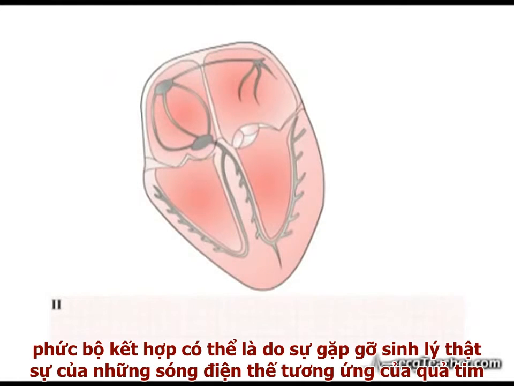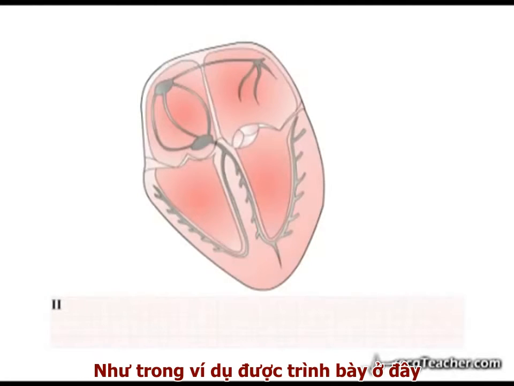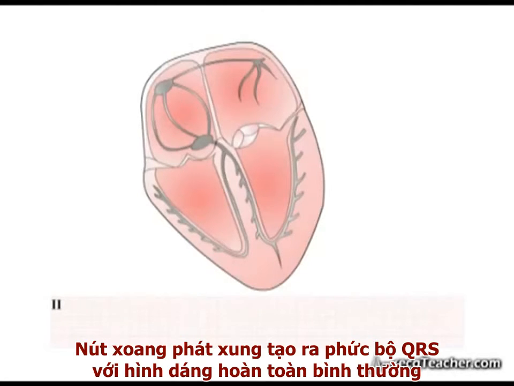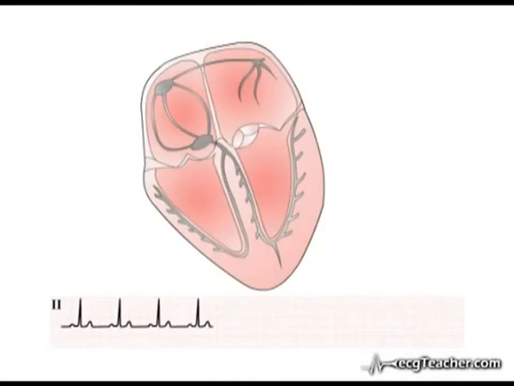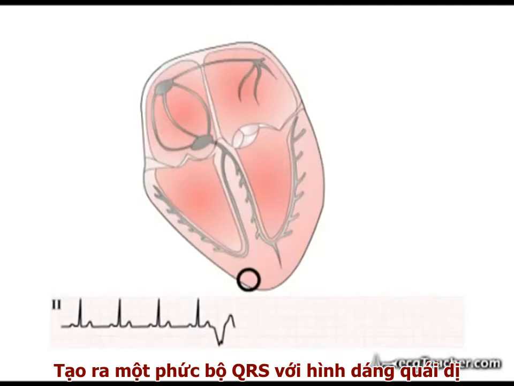In some cases, a fusion complex may result from an actual physical fusion of the relevant electrical waves in the heart. In the situation shown here, a sinus discharge is generating QRS complexes of normal morphology. A ventricular ectopic focus has fired at this point, generating a QRS complex of the expected bizarre wide morphology.